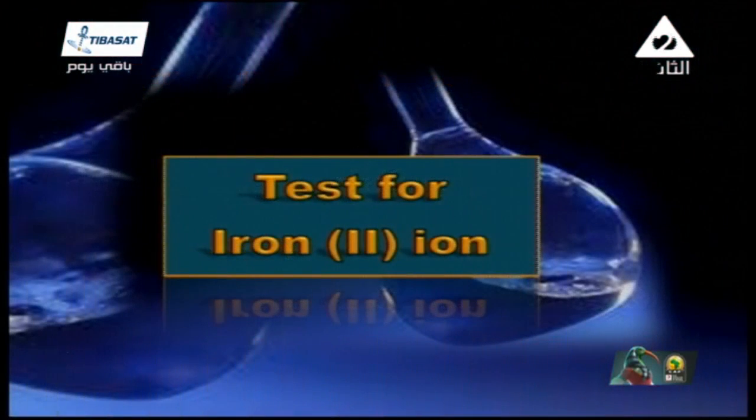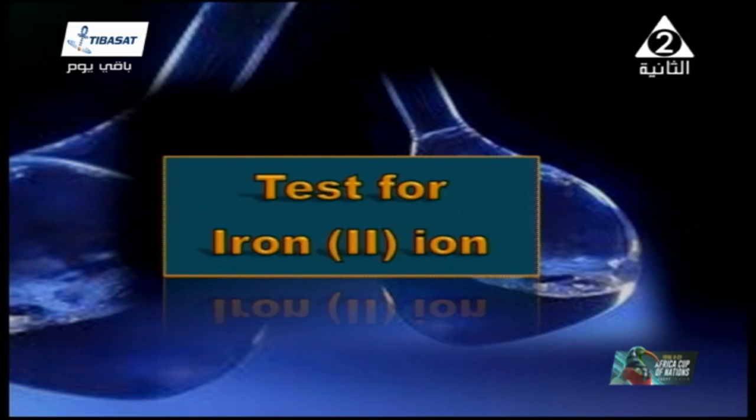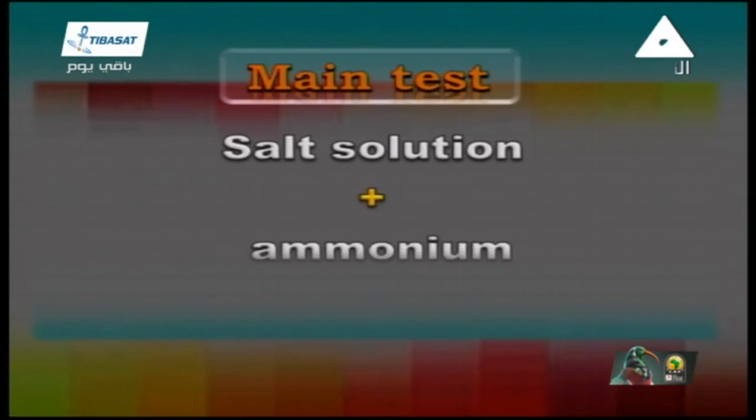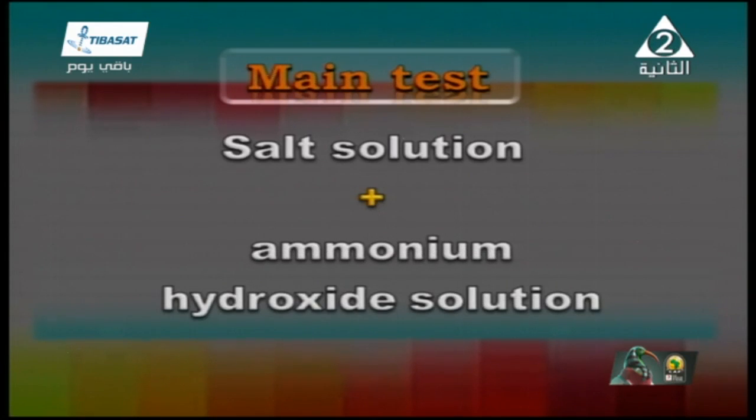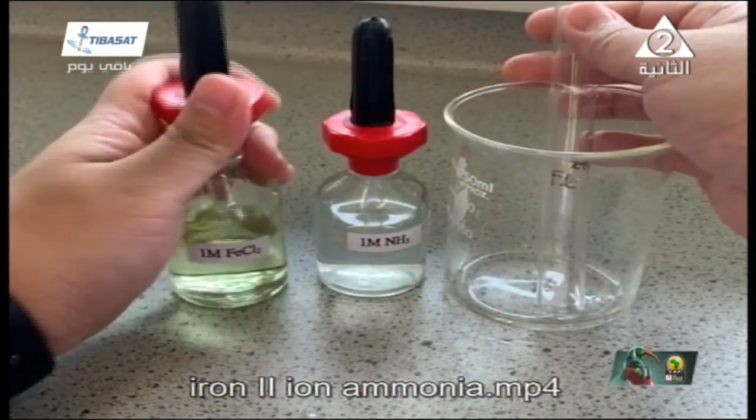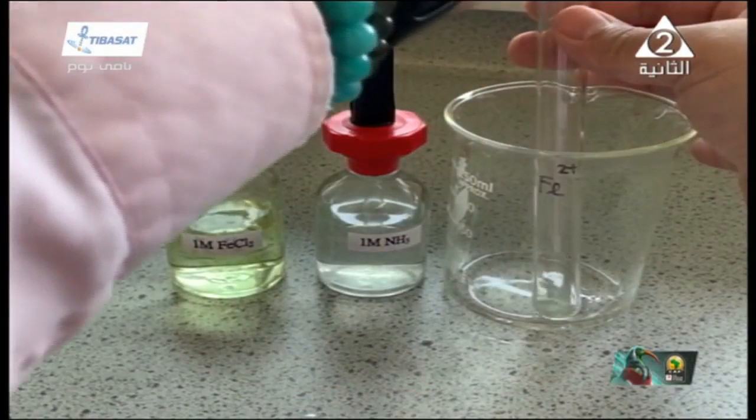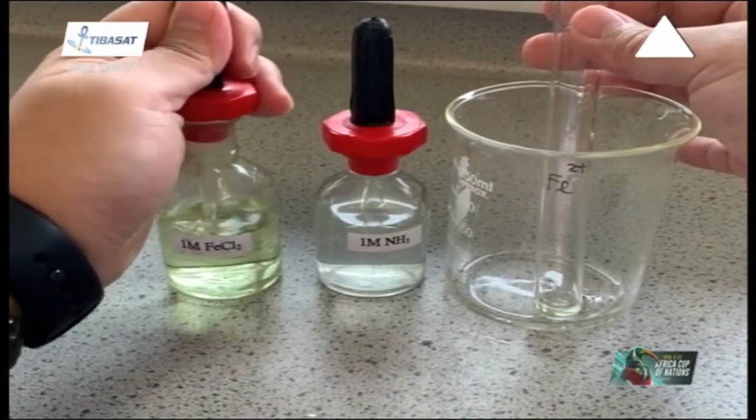Now we are going to discuss the second ion of the third analytical group, which is iron 2 ion, or Fe positive 2. The main test, like the main test of aluminium ion, is adding the salt solution to ammonium hydroxide solution. Here we are going to show the precipitate of iron 2, which is white green precipitate, as the following animation shows.